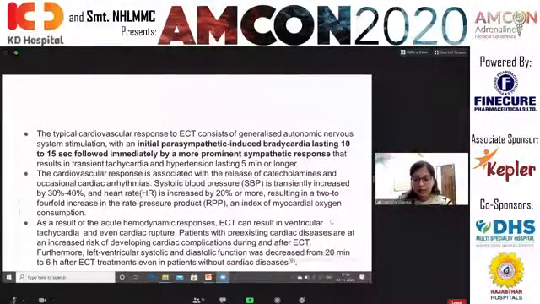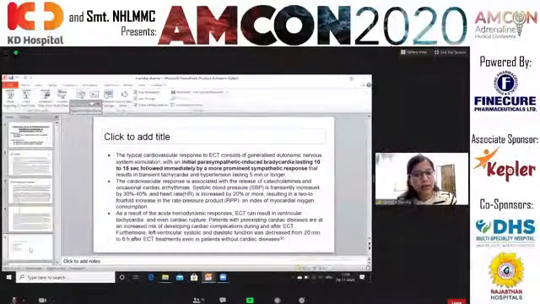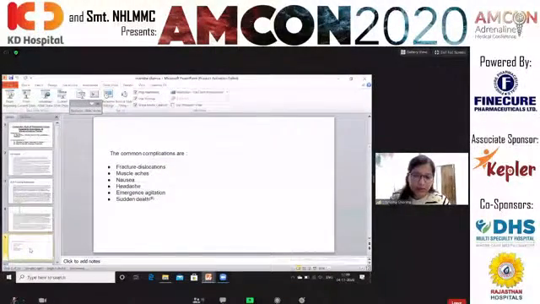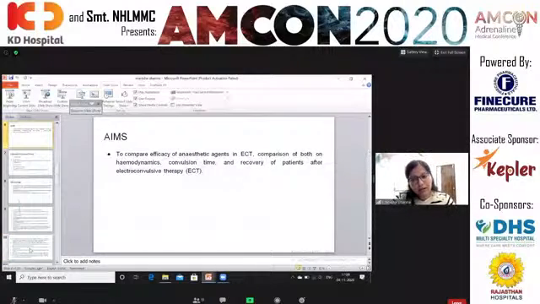The other complications, which we already know, are fracture dislocations, muscle aches, nausea, headache, emergent agitation and sudden death. The aim of my study is to compare the efficacy of anesthetic agents in ECT, comparing both on hemodynamics, convulsion time, and recovery of patients after the ECT.